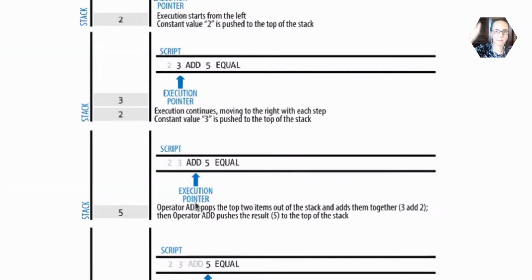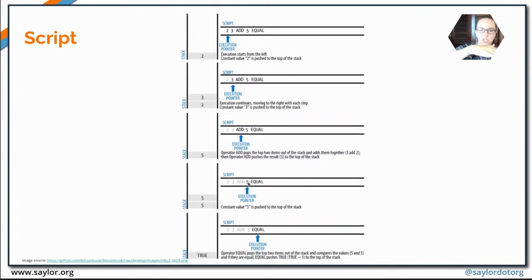Pops them off the stack, adds them together, takes that result, which is 5, and pushes that back onto the stack. So now this is what our stack looks like. It's just 5. Now our execution pointer moves along to the number 5. That's just some data, so it gets pushed onto the stack. So now we have 5 and 5.